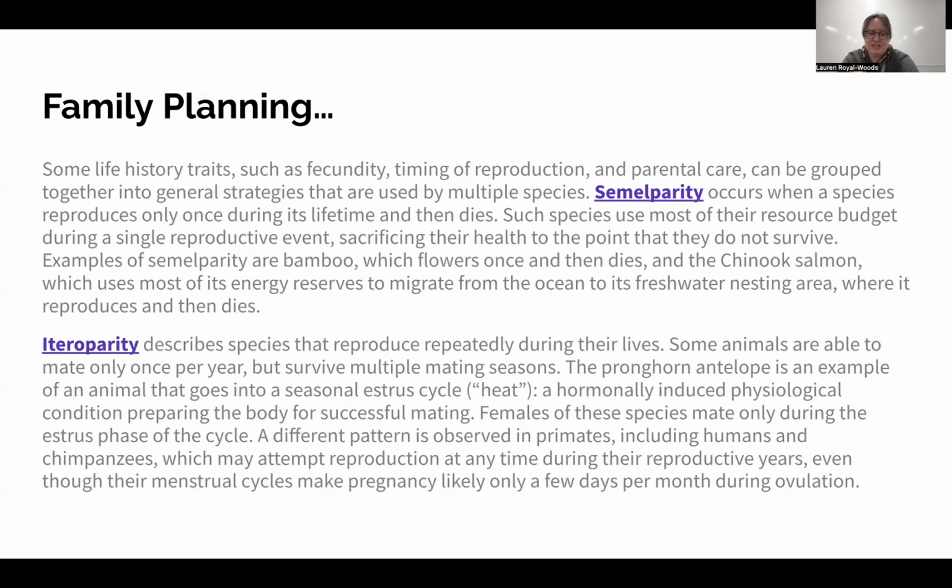So a different pattern is observed in primates, including humans and chimpanzees. We can get pregnant anytime during our reproductive years, and menstrual cycles make it likely for only a few days during the month. So we have a monthly shot at getting pregnant every month. And we can survive having multiple babies, although we're designed to usually have one at a time, sometimes two or three.